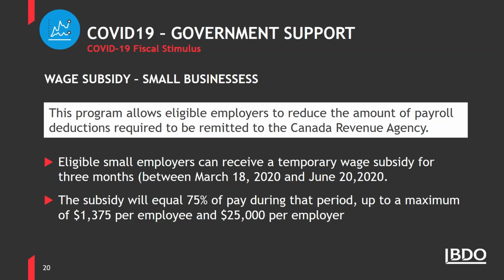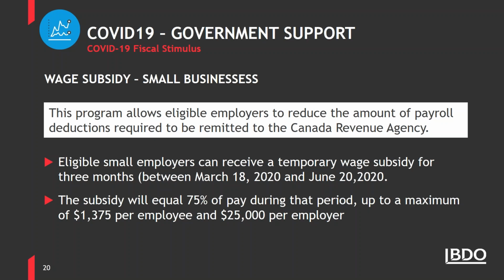And if you are eligible, the subsidy as of this morning has changed from 10% to 75% of the remuneration you pay, up to a maximum of $1,375 per employee and to a maximum of $25,000 total per employer. So with the increase to 75%, the intention here is to allow employers to maintain more cash sooner. The employer will need to calculate the amounts per pay period to determine what the reduction is.